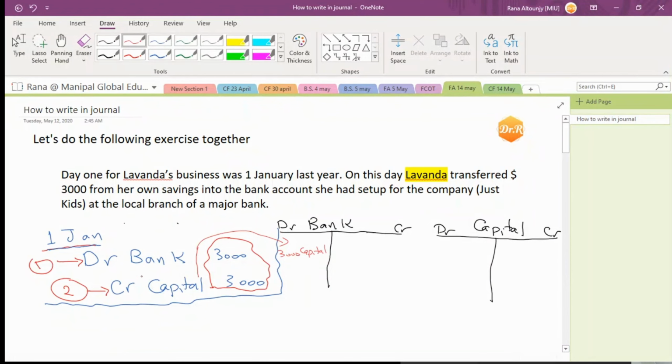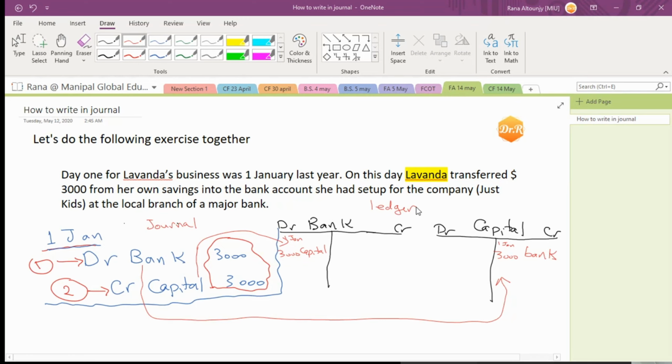What do we transfer to the credit side? The other account, which means we write here 3,000 bank. Don't forget to put the date, which is 1st of January. I don't have enough space to write, so it's a little bit messy, but it somehow looks like this. So this is what we call the journal, and this is what we call the ledger.